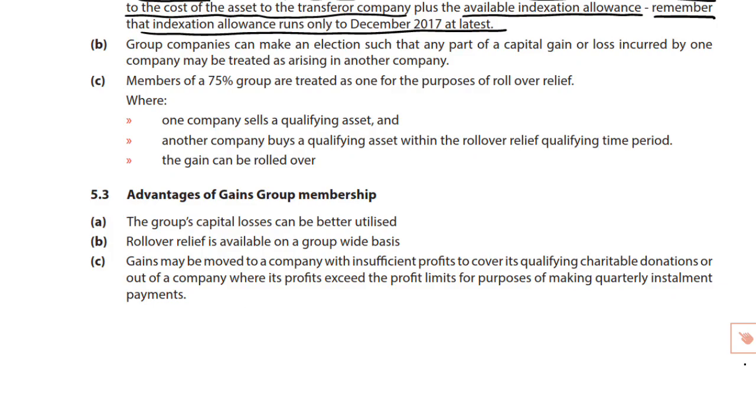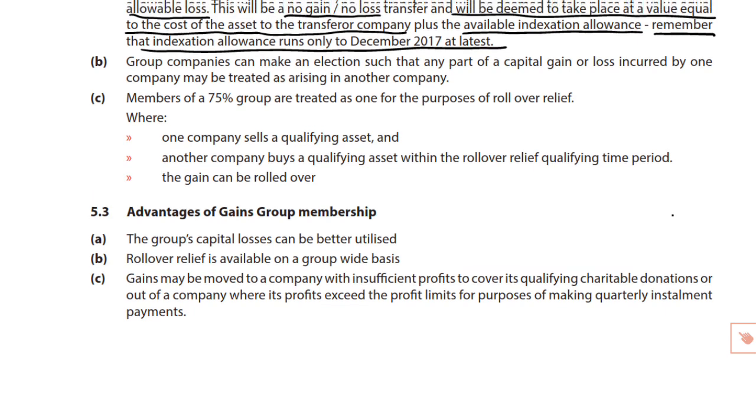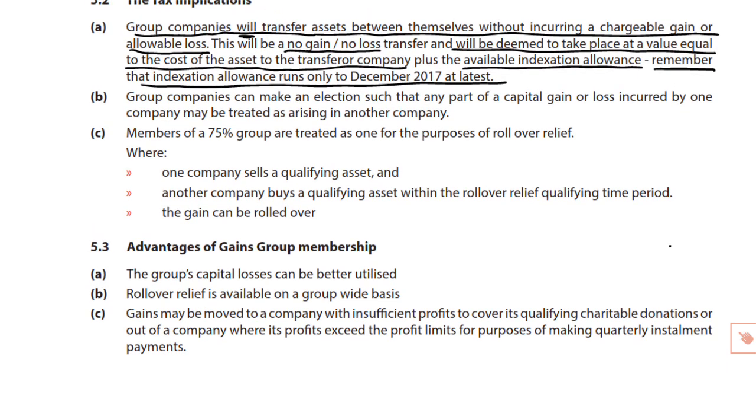They are always applied on a no gain, no loss transfer basis. Now, I said there were three things for us to be aware of when it came to dealing with gains group membership. The first of those, the no gain, no loss transfer rule, is a rule. It applies, there is no question of claiming it or not claiming it. That is how an asset is transferred within a gains group. But then the next two issues, we'll just have an introduction to these in this particular session, and then we'll finish off the detail of them in our final lecture on this chapter next time.